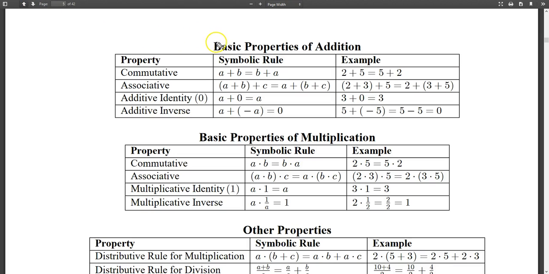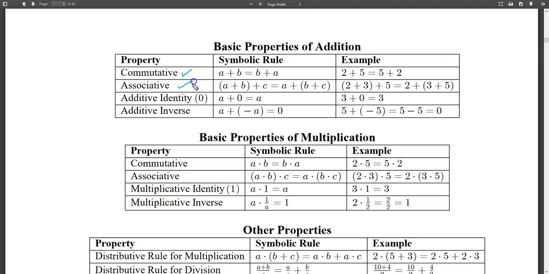Here we have some basic properties of addition, multiplication, and the distributive rule that we're going to cover. So, first of all, let's take a look at what's called the commutative rule for addition. That simply states that A plus B is the same as B plus A, so you can flip them around, of course. 2 plus 5 is the same as 5 plus 2. That's called the commutative property when you flip them around like that.